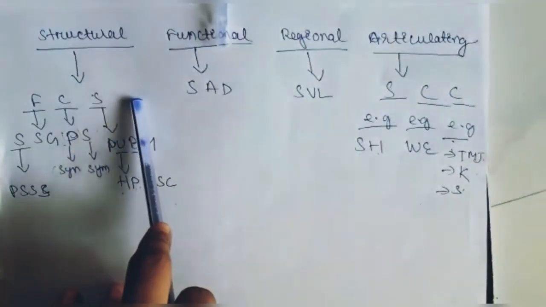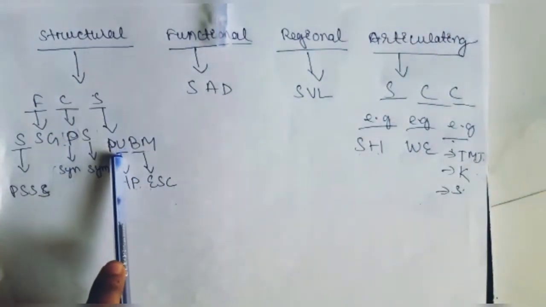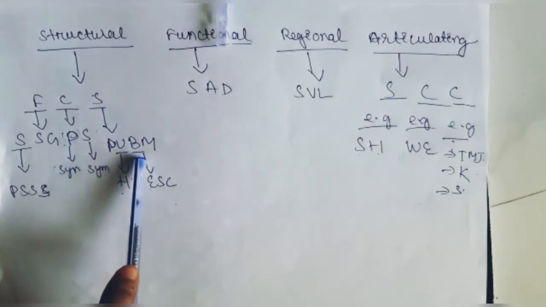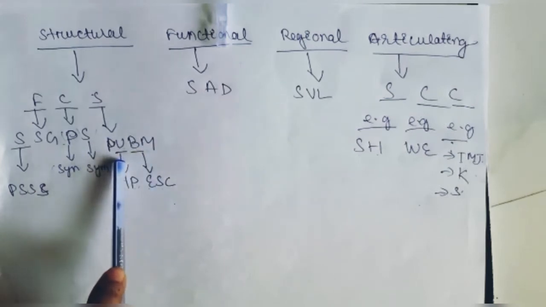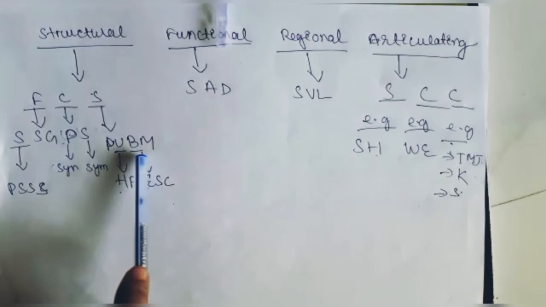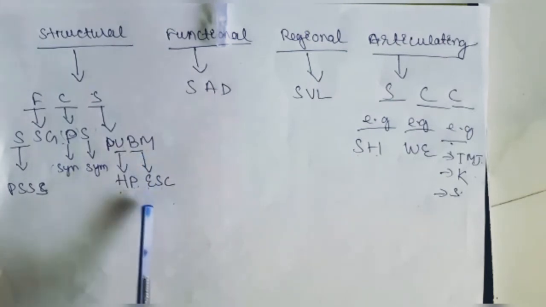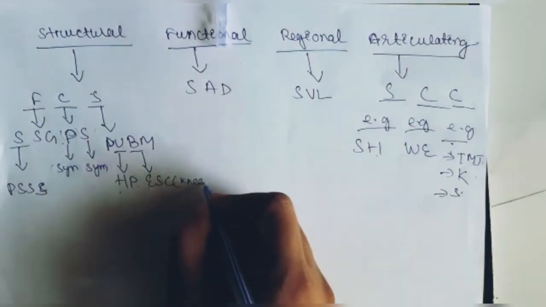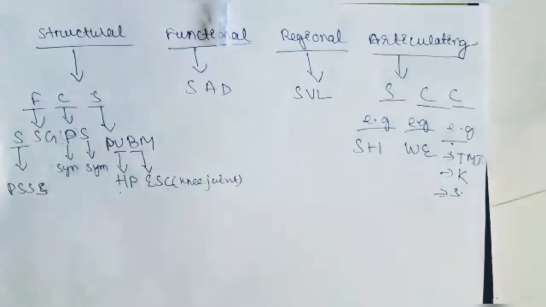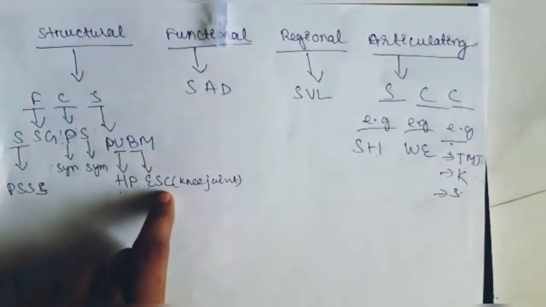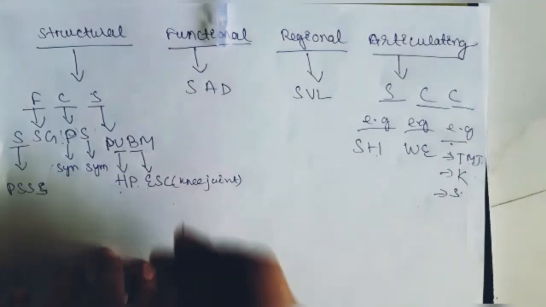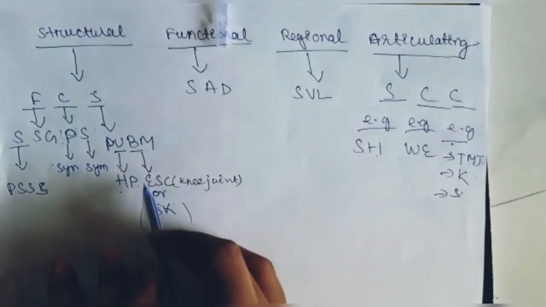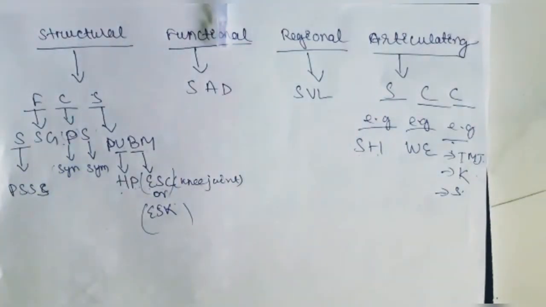Next is your synovial joints. This is also four types. I have already explained, like your plain, uniaxial, biaxial, and multiaxial. Uniaxial again hinge and pivot. Biaxial again ellipsoid, saddle, and condylar. Which one is suitable for you? You can remember like this: ESC or ESK, which you can easily remember.